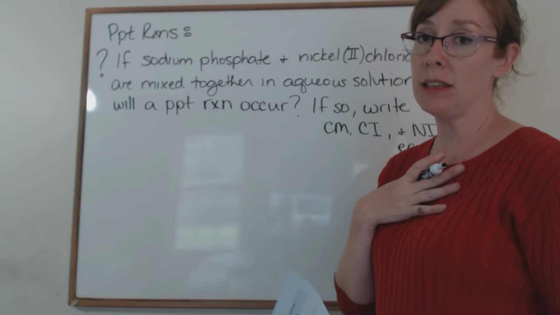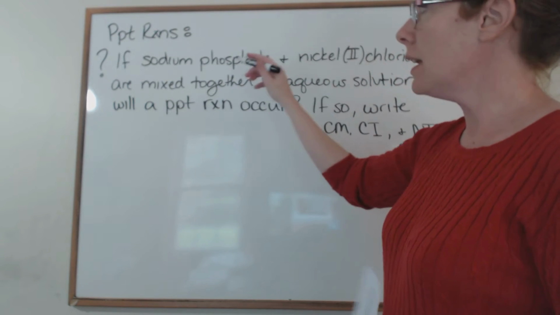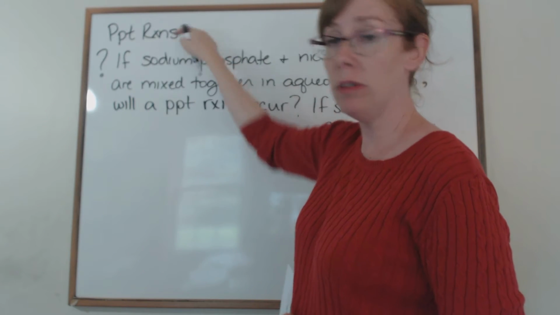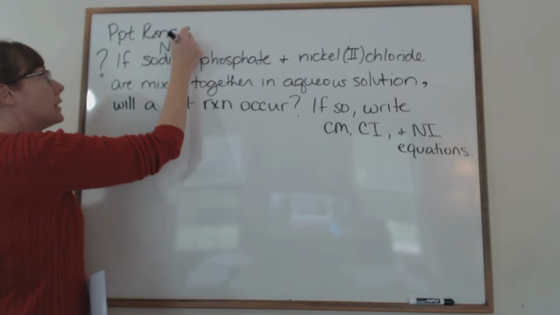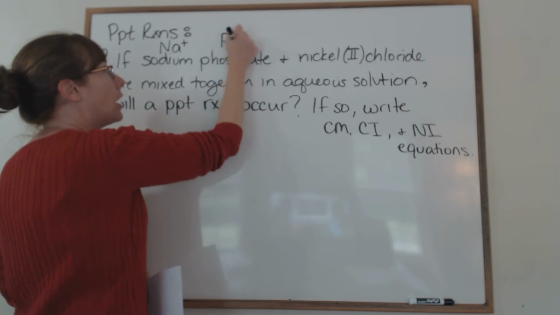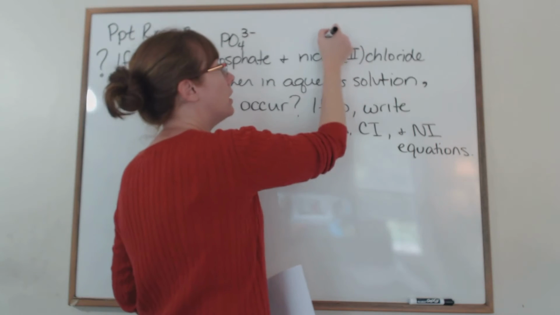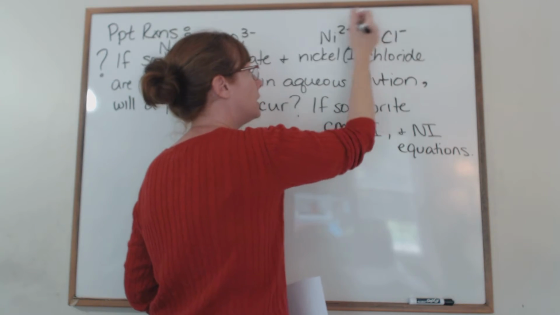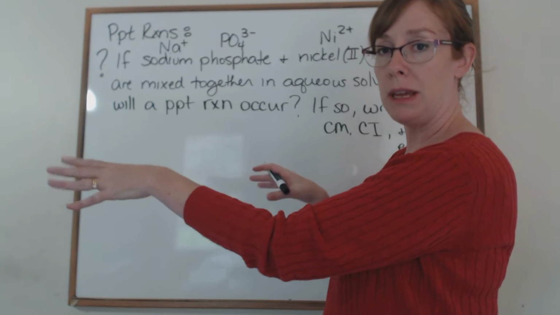How I always attack these questions is, obviously we can't have words, we need symbols. So I think it is wise to write the names of the ions down. Sodium phosphate means that you have the Na+ sodium ion and the phosphate polyatomic ion, PO4 3-. And then nickel 2 chloride: nickel 2 would be the 2+ form of nickel, and chloride being the Cl- anion. So separately, you have two reactants in beakers.